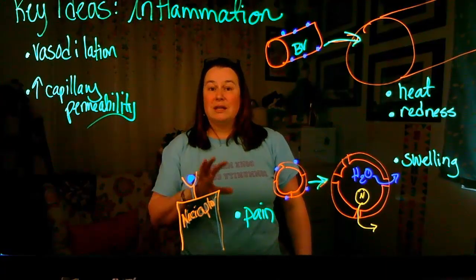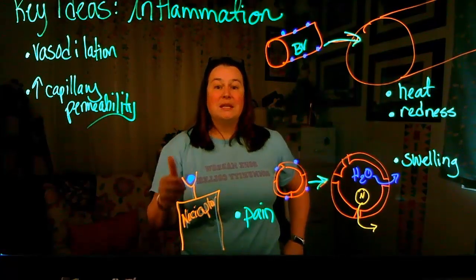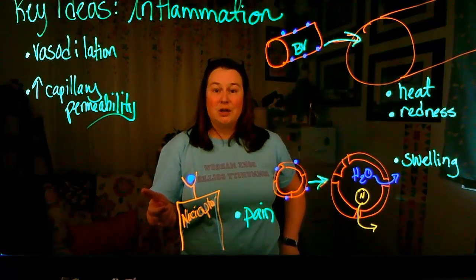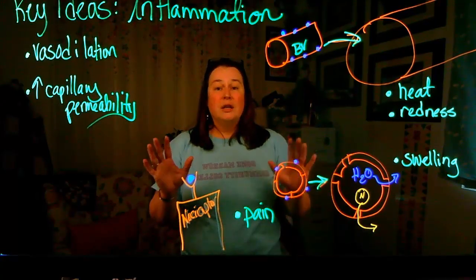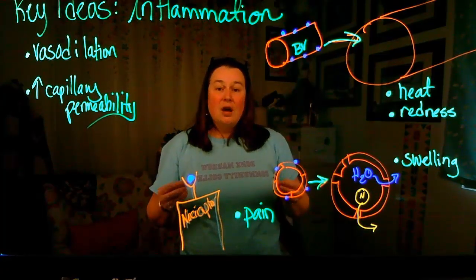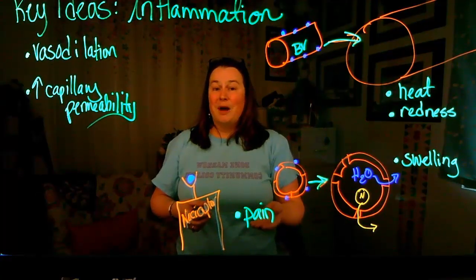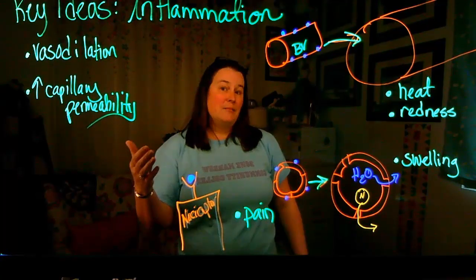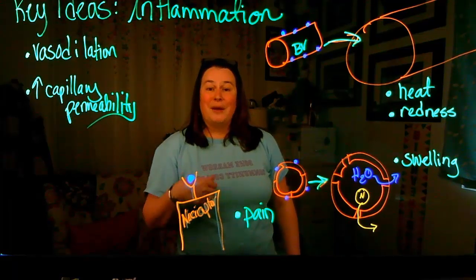And to cause that signal of pain, histamine is going to bind to a nociceptor, a pain receptor, and that receptor will send a signal to the brain that says, uh-oh, danger, we just experienced some tissue damage, and the body should be aware of it. So that 4th cardinal symptom of inflammation, pain, is going to come from that unique interaction of a histamine molecule with the pain receptor.